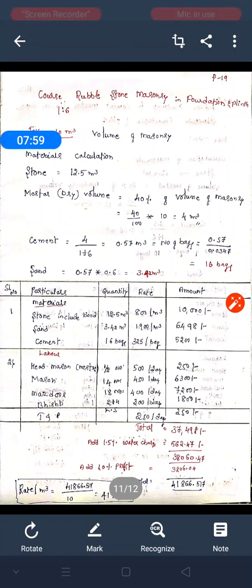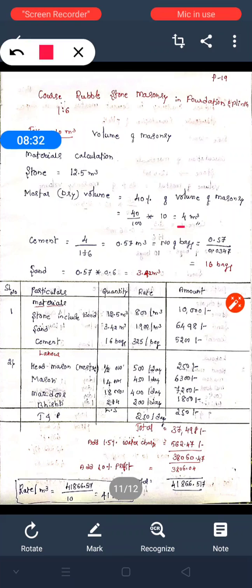Then we move on to the coursed rubble stone masonry. Again the stone will remain the same. The quantity of stone will be around 12.5 meter cube, and for dry volume here we are considering 40%. For coursed rubble stone masonry, dry volume will be considered. That is 40% volume of masonry, that is 40 divided by 100 into 10 meter cube of work. Then we got 4 meter cube here. This is the dry volume.